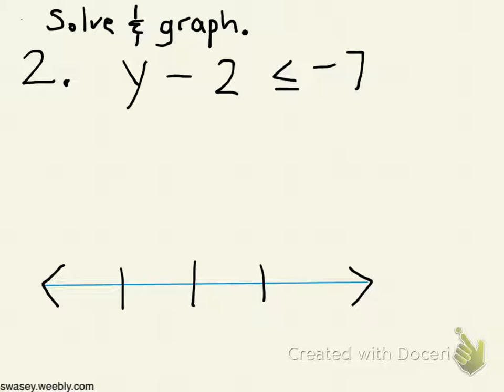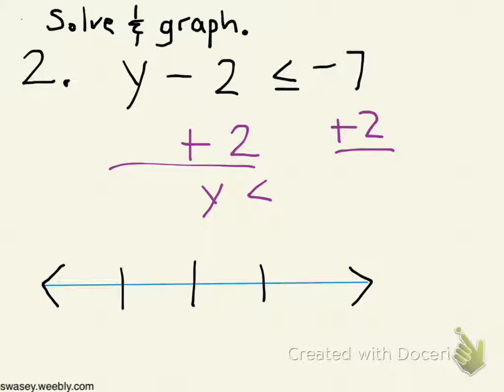Here, to get rid of minus 2, we'll add 2 to each side. Anything you do to one side, do to the other, until we have y is less than or equal to negative 5. Now think about where negative 5 is. It's between negative 6 to the left and negative 4 to the right.